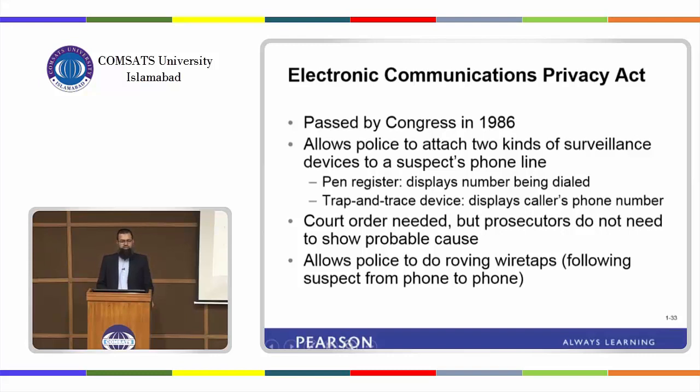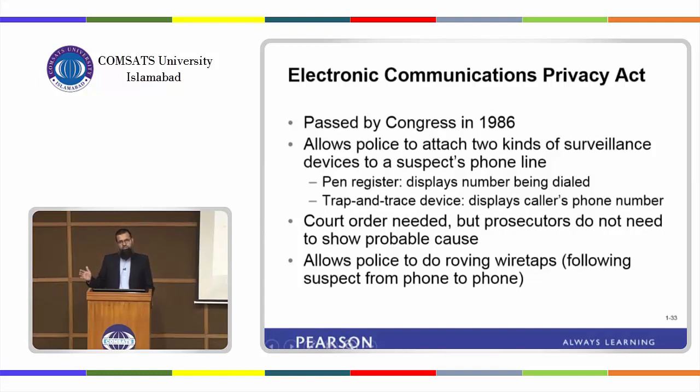The Electronic Communications Privacy Act was passed in 1986, and again it allowed the police to have access to calls and to intercept the communication. This includes the pen register, where the police can see who is calling, and trap and trace devices, where they can see the dialed number from this end and where the call was received. This is the way they can see both ends.